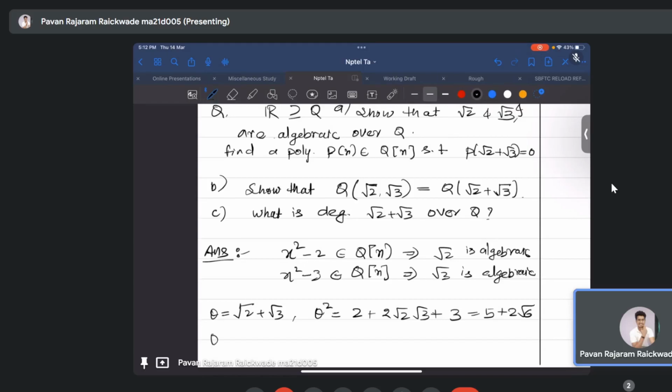So what is this? 5 plus 2 times root 6 is theta squared. If I do theta raised to 4, I'm squaring this thing, then I get 5 squared, 25, plus 2 to the 4, 4 times 5, 20 times root 6. I hope this is correct. 20 times root 6 plus the square of 2 root 6, which is 4 times 6, 24. I'll just write 24. Which is 49 plus 20 root 6. So we can do something with theta raised to 4.